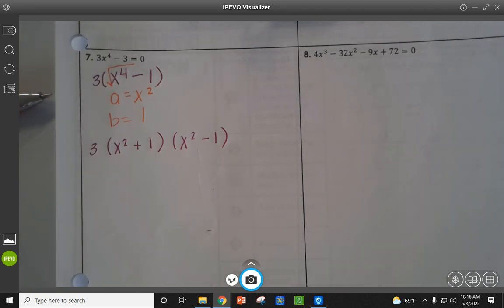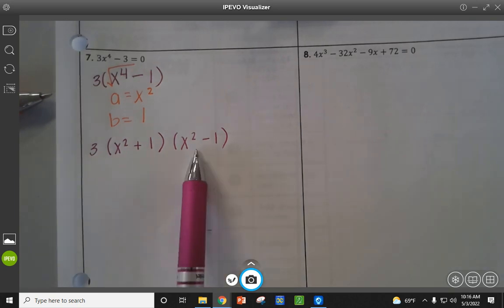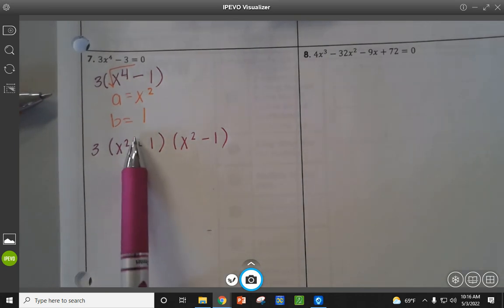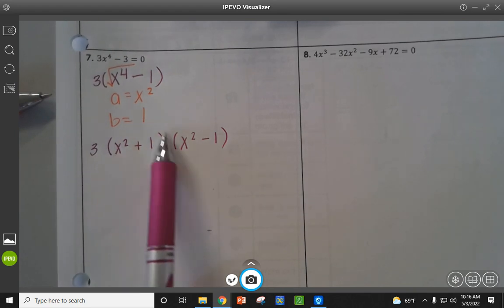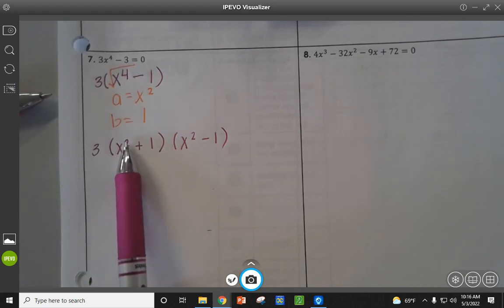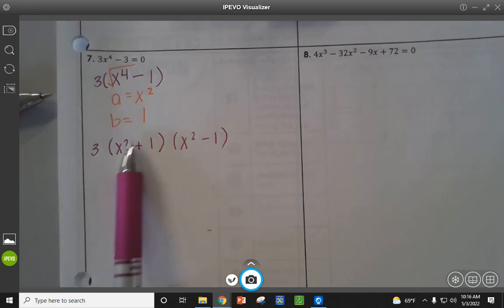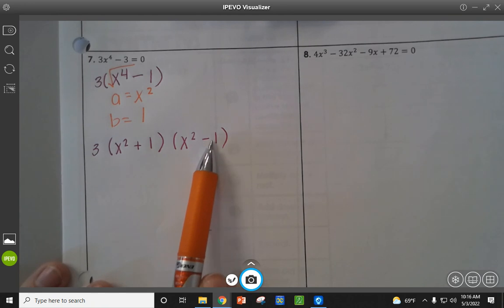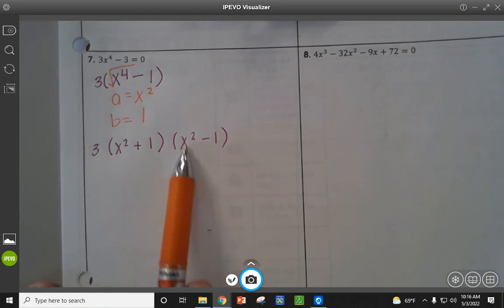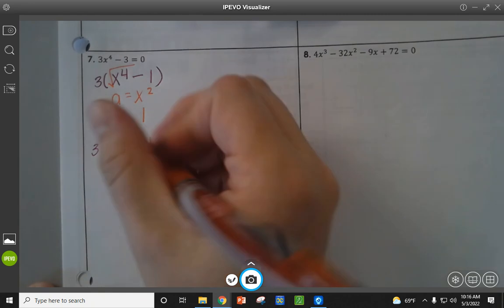Can any of those be factored again? Yes. Which one? The x squared minus 1. It's not both of them, just this one. This one is a sum. It's a plus sign. And because that's x squared, this would be a sum of squares, but we don't have a sum of squares. We only have a difference of squares. So only this one can be broken down again.